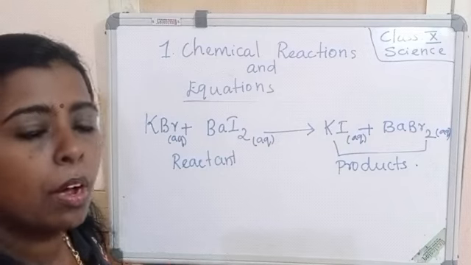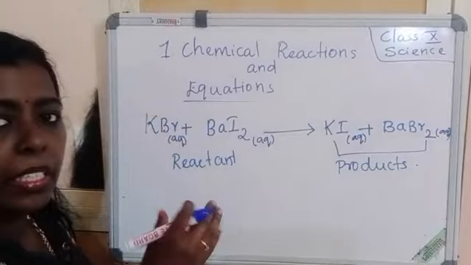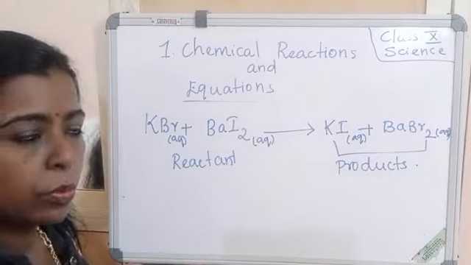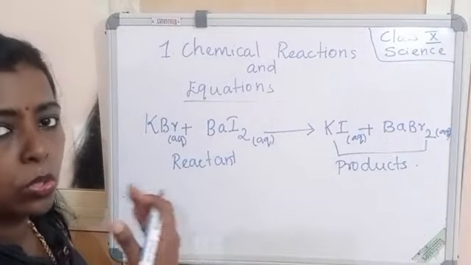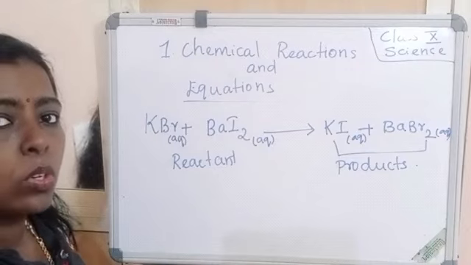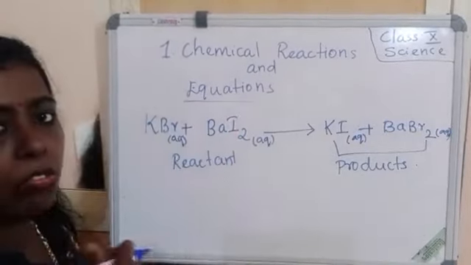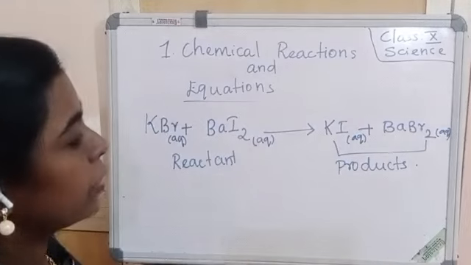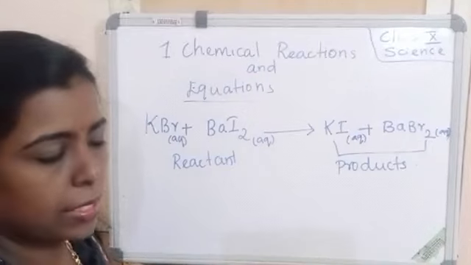So it is a form of solution. Potassium bromide is dissolved in distilled water, so it is in the state of aqueous solution. And barium iodide is also dissolved in distilled water, so it is also in aqueous solution. And the formed products are also aqueous solutions.